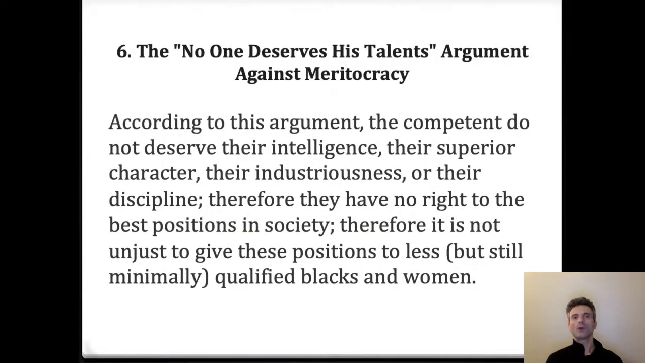All right, number six, no one deserves his talents, the argument against meritocracy. This is a very bizarre argument, and it's really not a very good argument. The argument says this: look, what do you have in life? House, money, success, career, you don't deserve it anyway. It's just a matter of combinations and coincidences and accidents that happen in life. Just like, for example, you don't deserve your intelligence because it's just a coincidence. It's a matter of how you were born, and you have it. We don't say you deserve it. We just say, well, you have it. It's a characteristic.